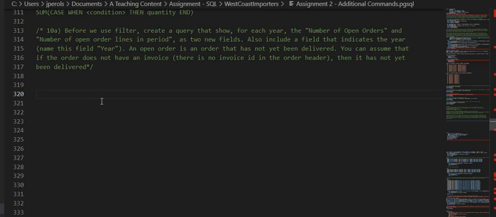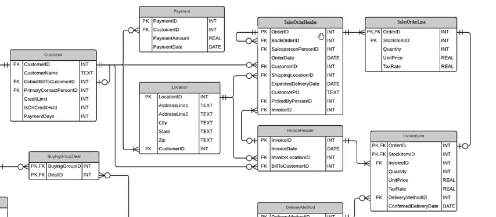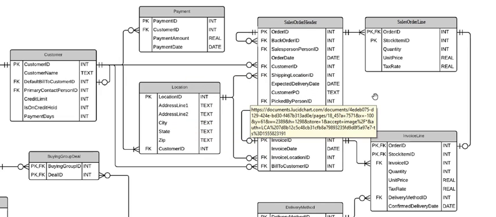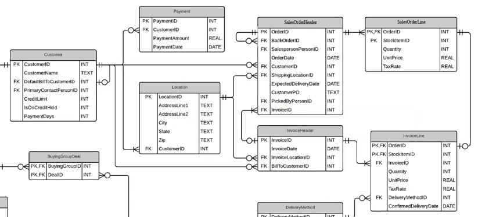But for each year, I'm going to be counting the number of open orders and number of open order line items. To determine if an order is open, what I'm going to use is something called the invoice ID inside the order headers table. So let's take a look at the ERD diagram. If we look at the sales order header table here, I have an invoice ID down here, and I have an invoice ID in the sales order header table if I have invoiced the customer, and I only invoice the customer if I have shipped the items.